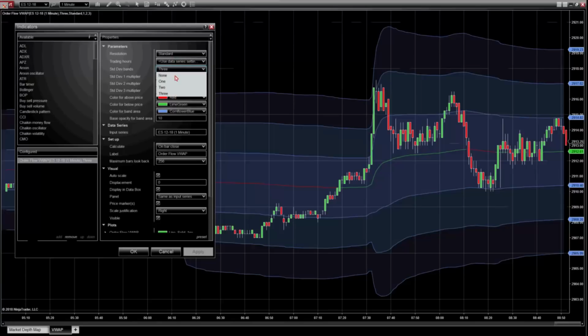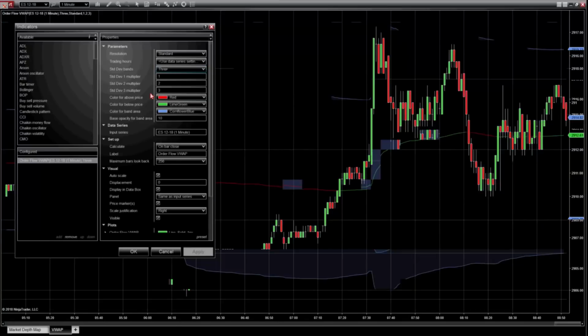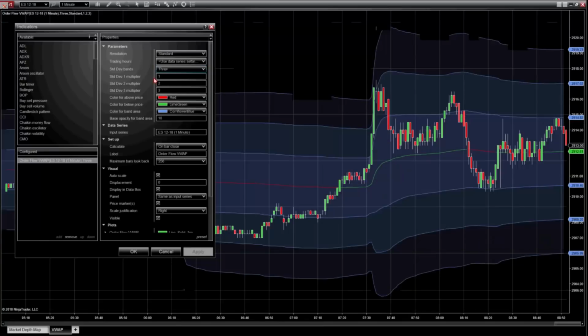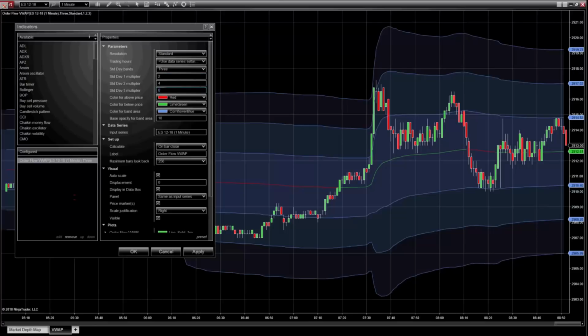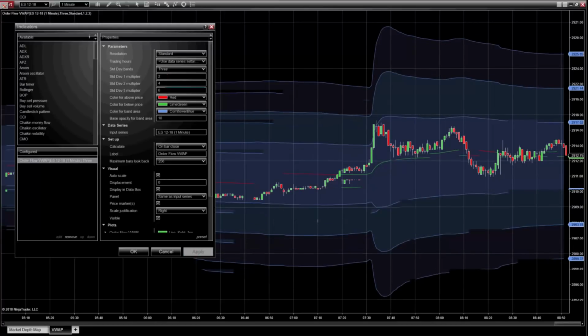You could also change the number of standard deviation lines being plotted from 0 to 3. And you could also define the range for each of the standard deviation lines. For example, you could use Fibonacci levels. As you increase the standard deviation multiplier, the deviation line will move further away from the actual VWAP.